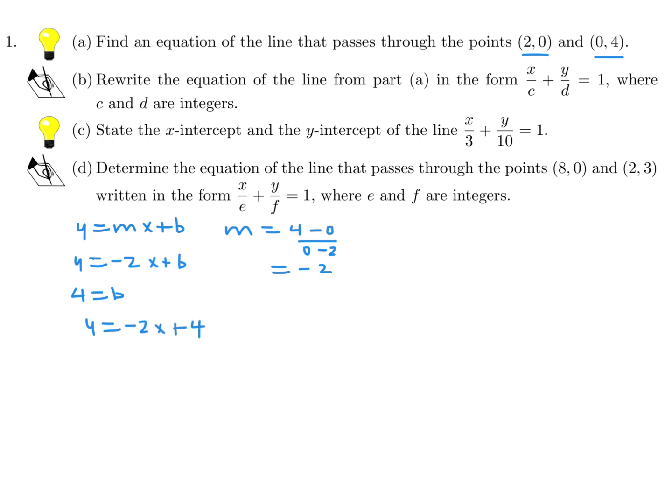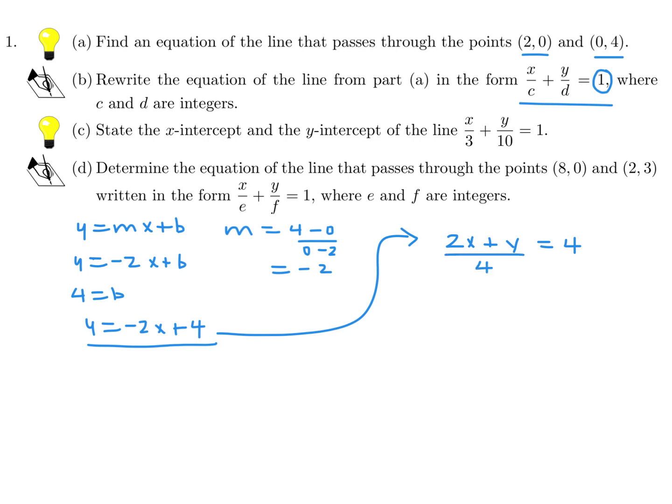Rewrite the equation of the line in this form. Okay, so I guess we're going to take this and try to make it look like that. First, let's put everything on one side. So 2x plus y equals 4. And then to get this to be a 1, I'd have to divide through by 4. So divide through by 4.